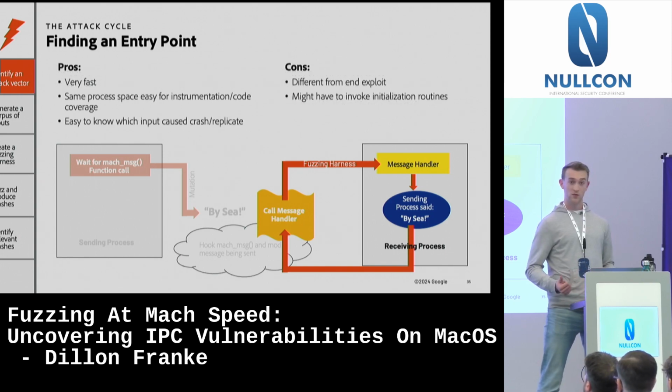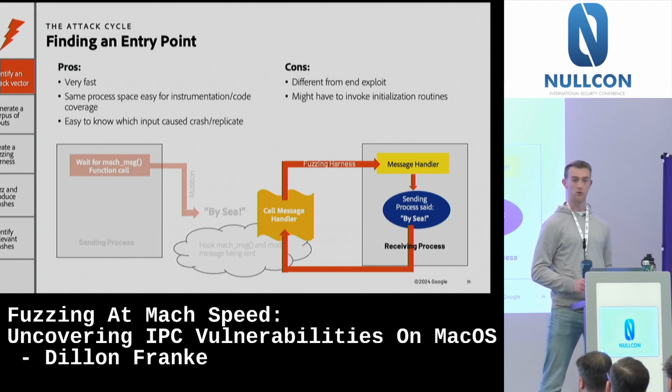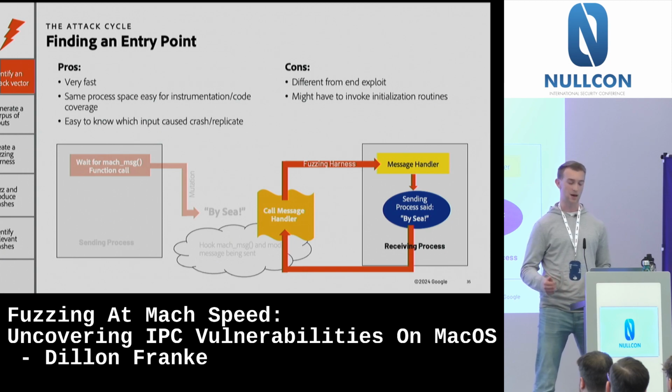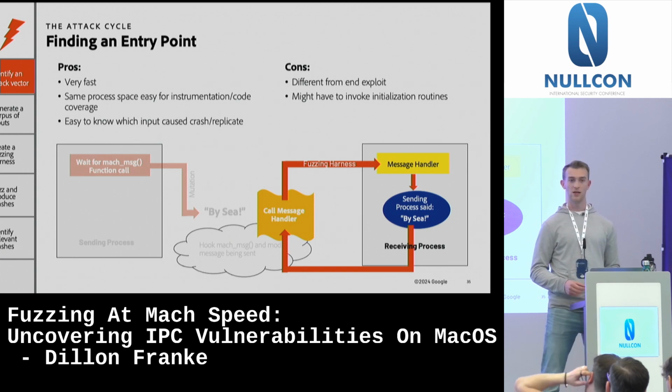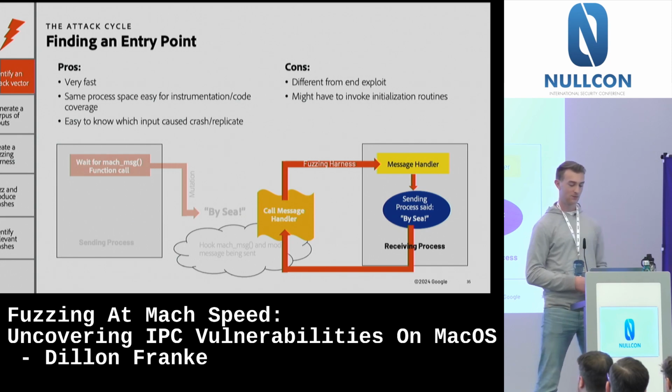Like I said, the pros of this, it's very fast. It's in the same process space. So since we're directly sending messages to the process that we care about, we're connected to that process. It's easy to get code coverage and instrument and see what's happening. And it's also very easy to know which input caused a crash and replicate it because the process will just crash and we'll know that.